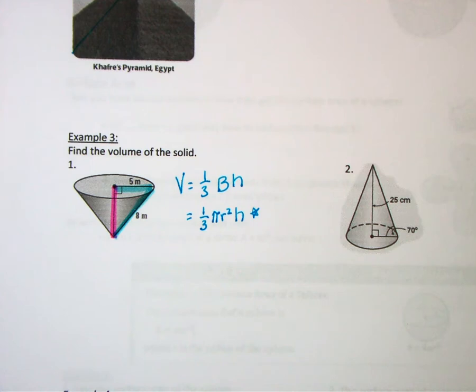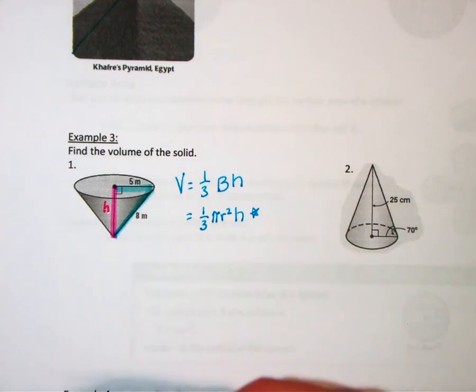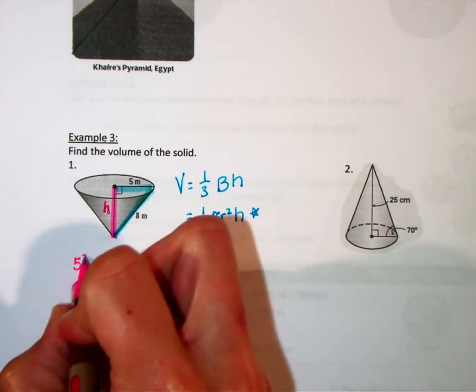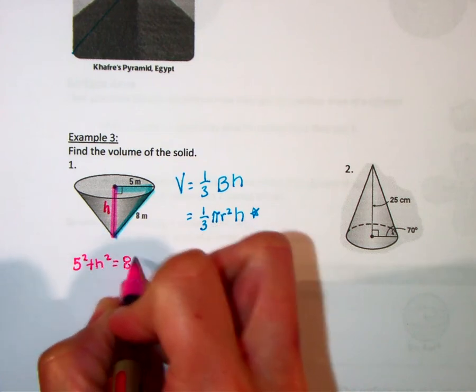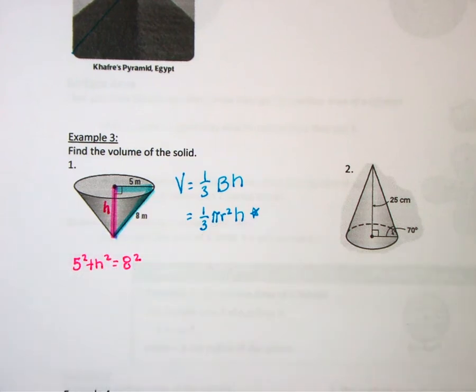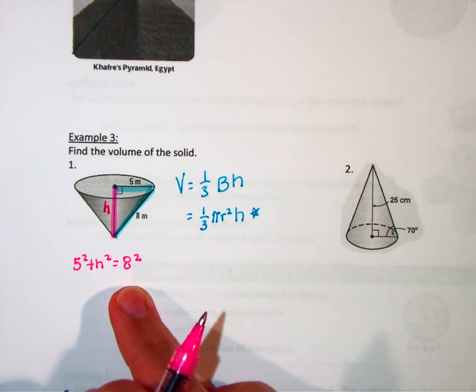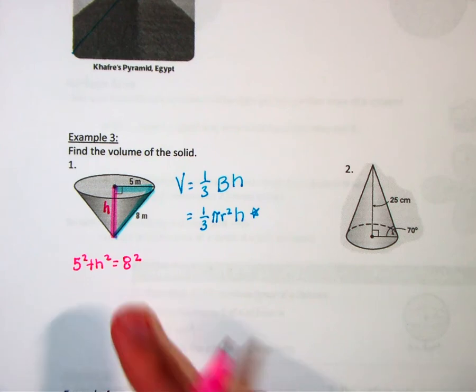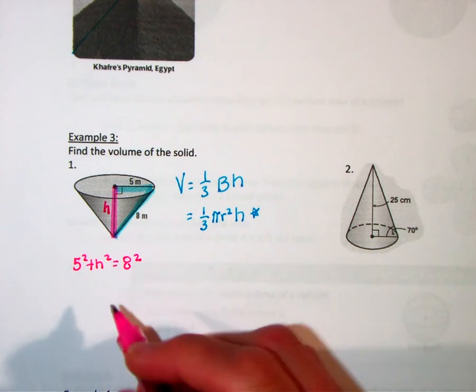So over to the side, we're going to do a Pythagorean theorem. This is going to be a little bit more of the backwards type Pythagorean theorem. So I'll put a little h here. So it's 5 squared plus h squared equals 8 squared. Okay, now this is a subtraction. Remember, we call this a subtraction Pythagorean theorem. So in your calculator, if you just want to do 8 squared minus 5 squared, that's fine.